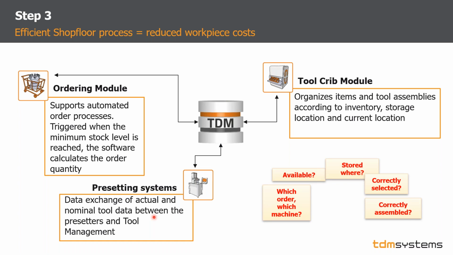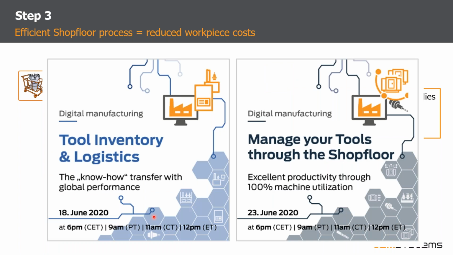So again, another customer example, with the typical questions: is the tool available? Where is it stored? Did I correctly select the items? Is it correctly assembled? All that stuff. The result was the customer saved 350 hours per year in setup time, and the scrap rate was reduced by almost 50%. Now, I do not know what the scrap rate was to begin with, but it was definitely reduced tremendously. This part will be covered a little bit more in detail in the two webinars, Tool Inventory and Logistics, and Manage Your Tools through the shop floor.